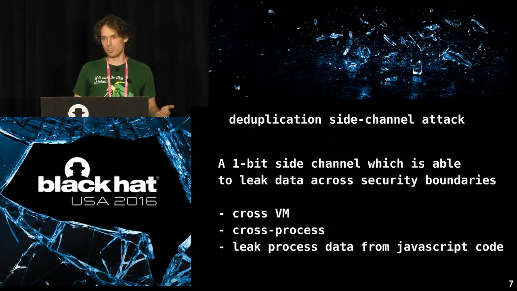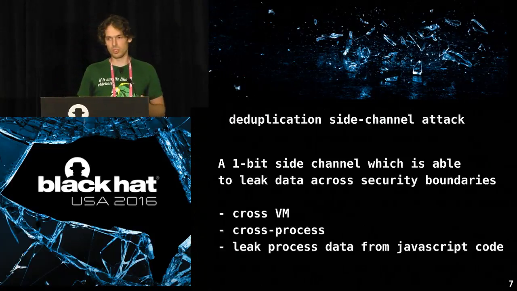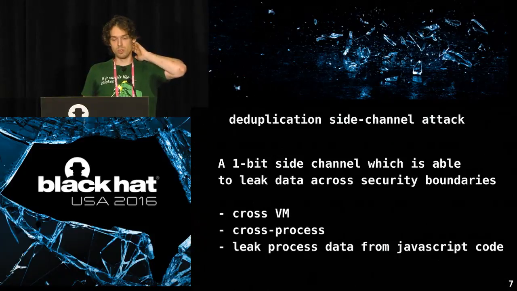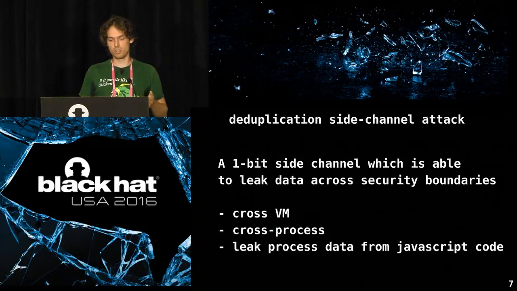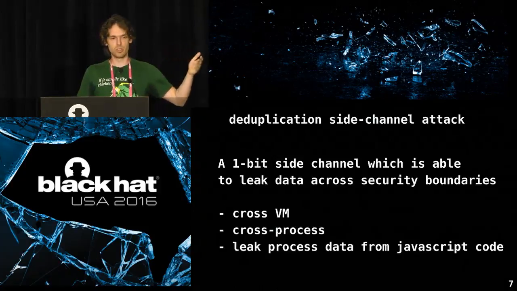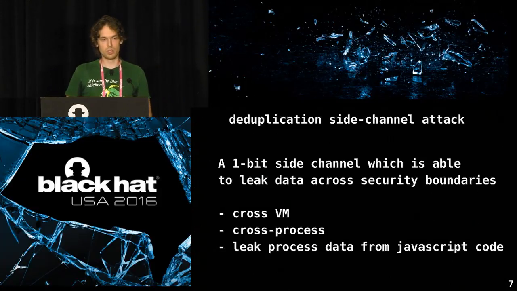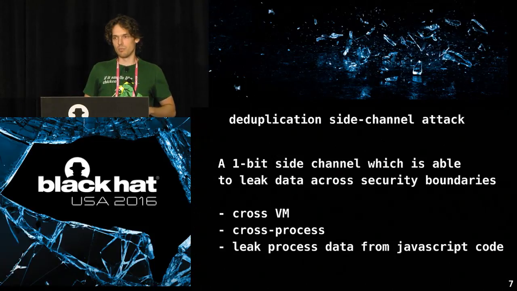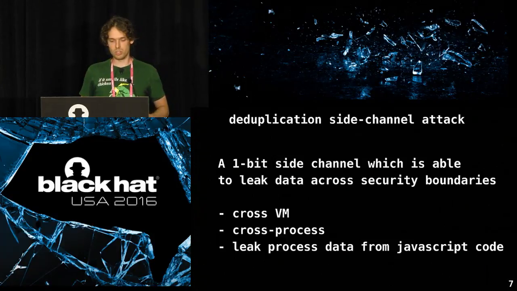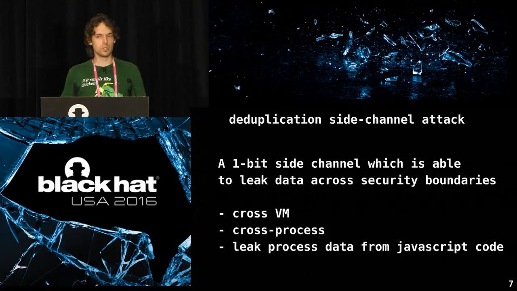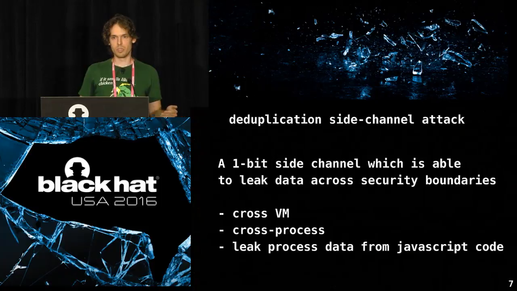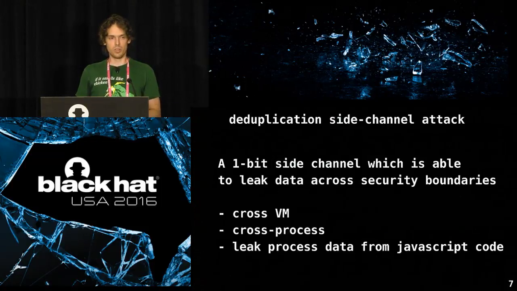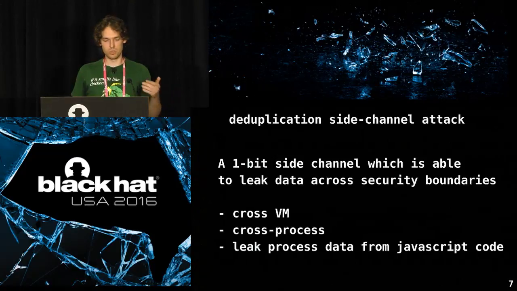And the fun thing is, because these pages are deduplicated from all over the system, we can leak information across security boundaries. An attacker replicates a page, waits a bit, and then sees if it has been deduplicated. So it could be in a different virtual machine in the case of a hypervisor environment, and in Windows, it could be across processes. In our case, we will use this to leak information from within the process, from within the JavaScript runtime. So we will leak information which is not available from the runtime.